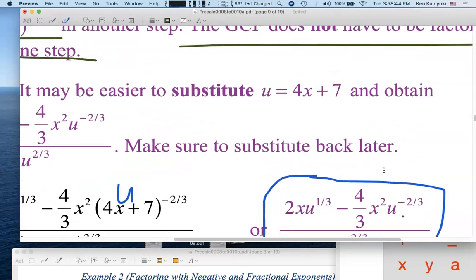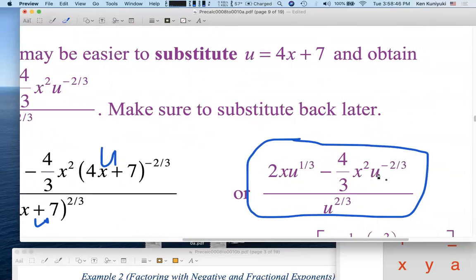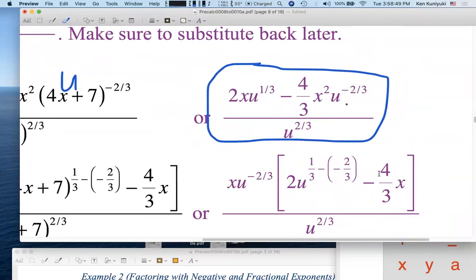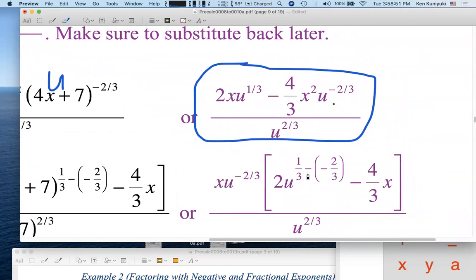As it turns out, we may not even have to factor out the x. All right, but let's try to factor, and again, we have u to the 2/3 in the bottom, all right? So this is good, u to the 2/3 in the bottom.